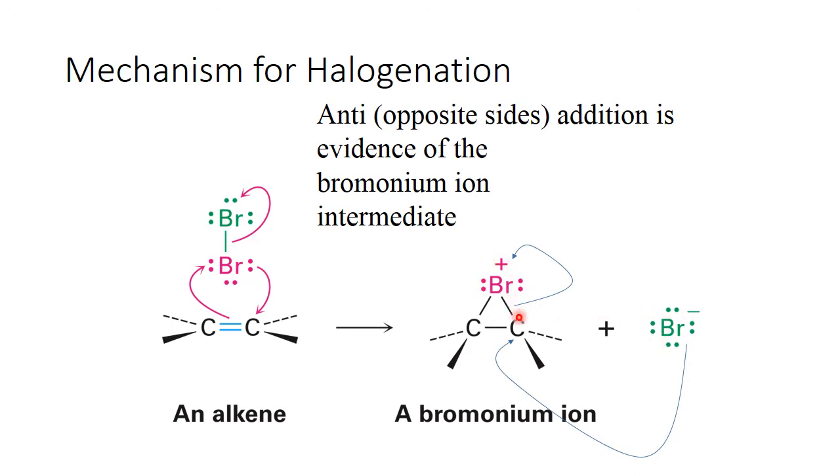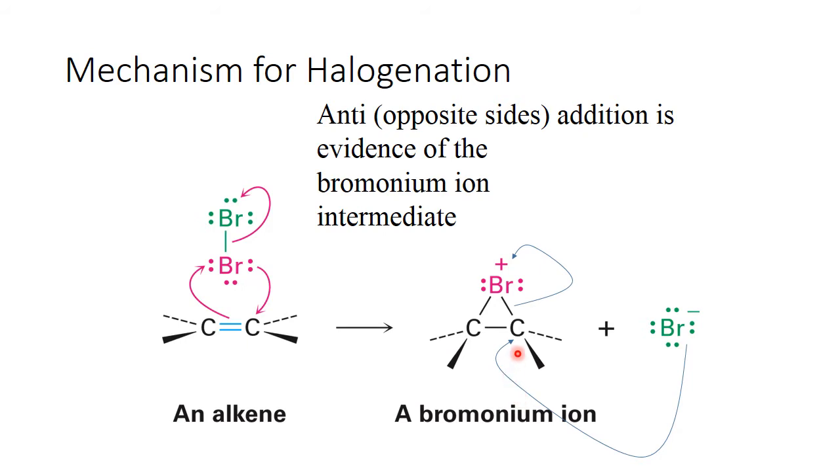Notice this makes a positive ion on the bromine, and it is in what looks like a cyclopropane ring, except it's got a bromine at one corner of it, and this is called a bromonium ion. It is a relatively stable intermediate. We can detect it, but it is an intermediate. It doesn't stay for long.